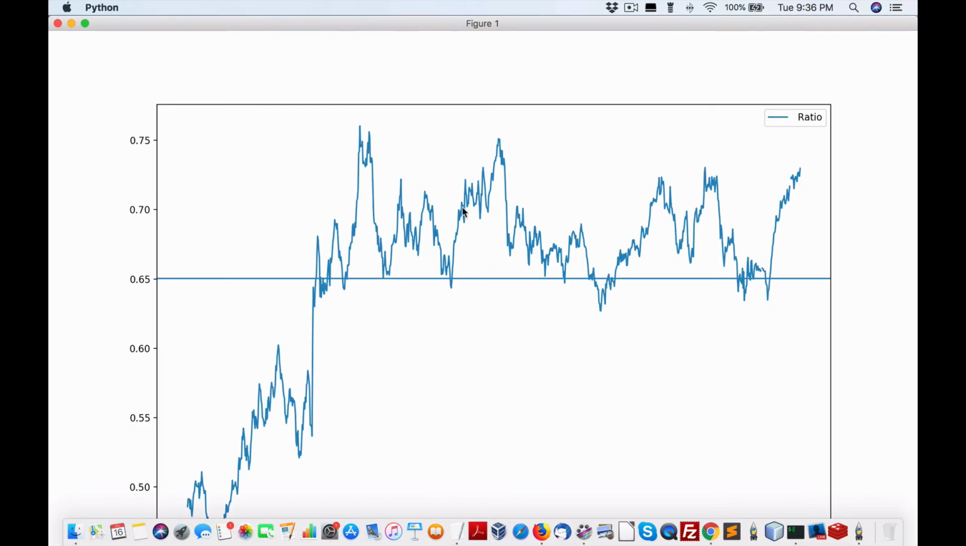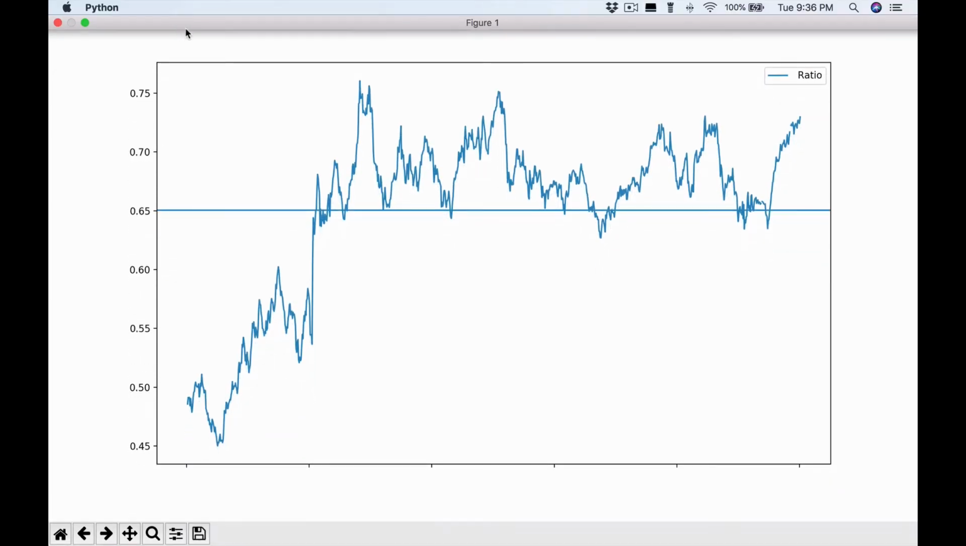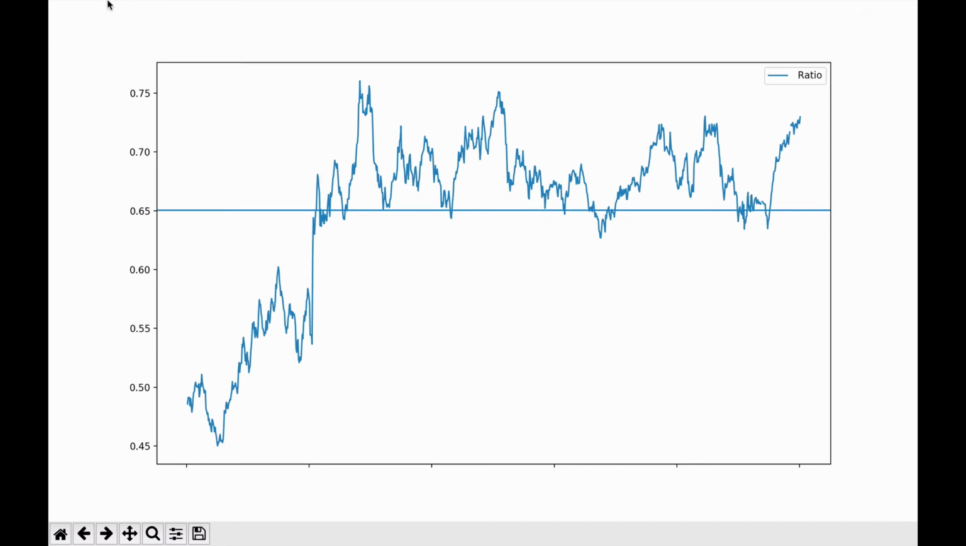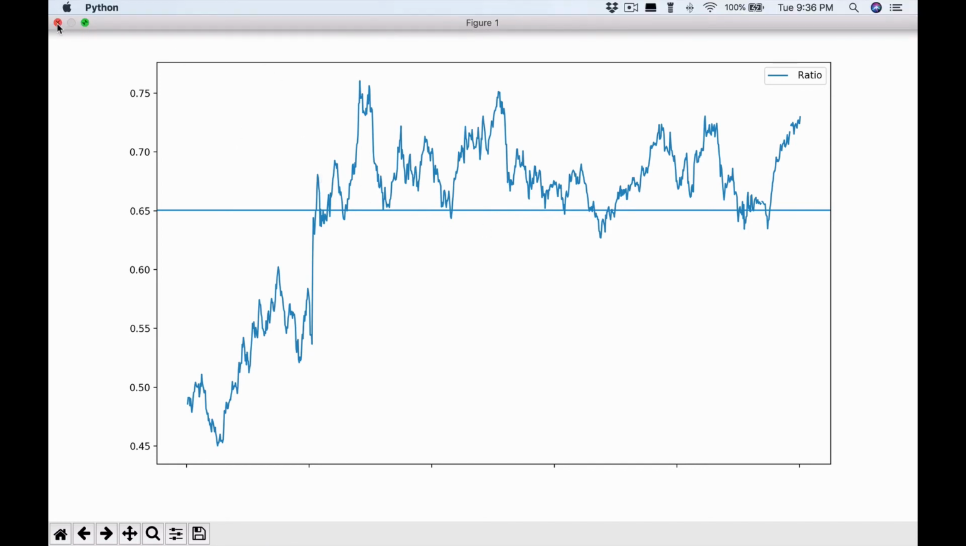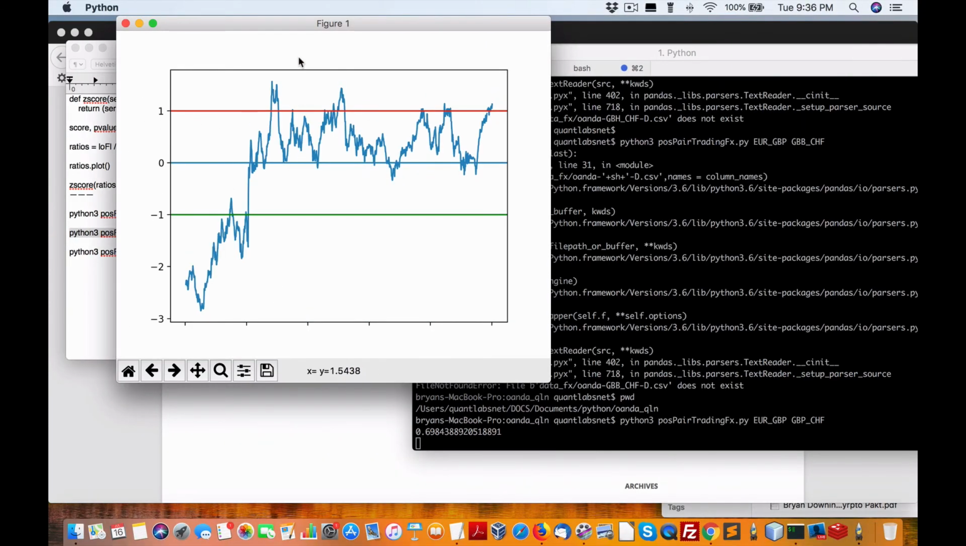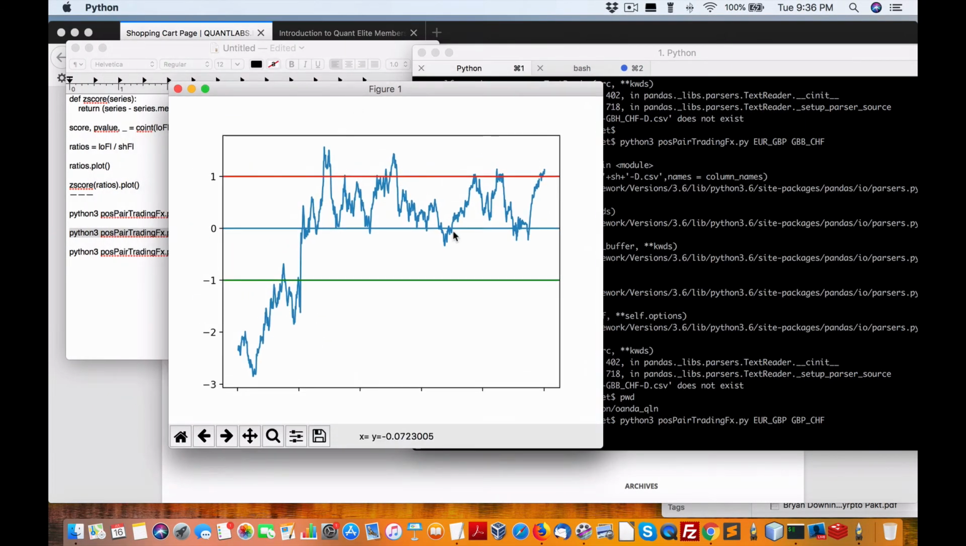So again, this is the spread, or the ratio plot. And the next one that I'll display is the Z-score. So Z-score, again, entry here, and as it approaches 0, you dump the trade. Here's another time here. Get out of the trade.